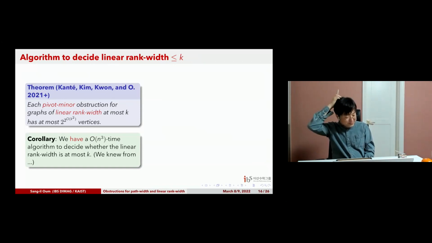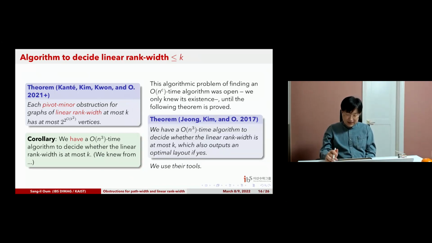Okay, so here's the algorithm. I already mentioned that we knew it from other results, not just from here. Recently, in 2017, Jisoo, Eunjung and myself had a paper proving a cubic time algorithm to decide whether or not the linear rank width of a graph is at most K. And if the answer is yes, it also outputs the optimal layout.